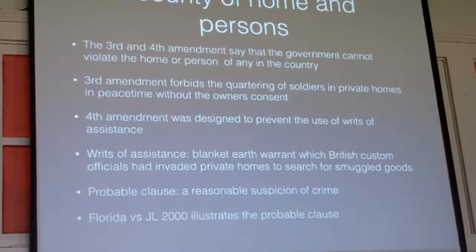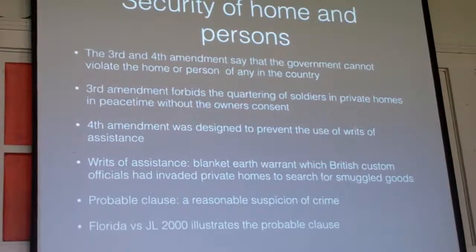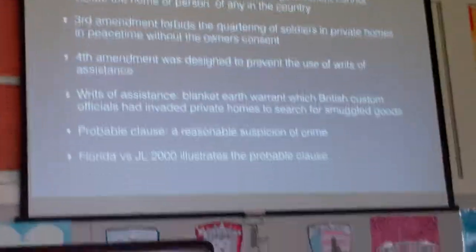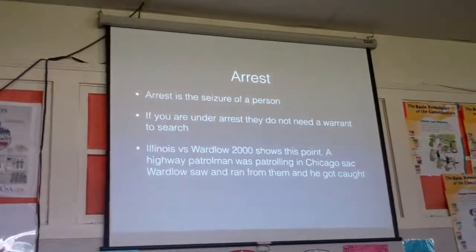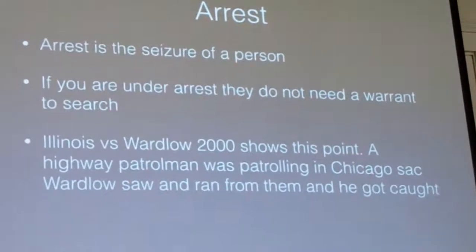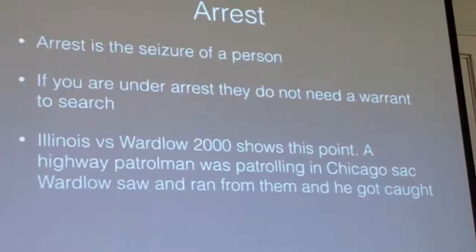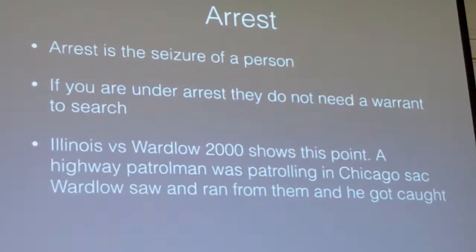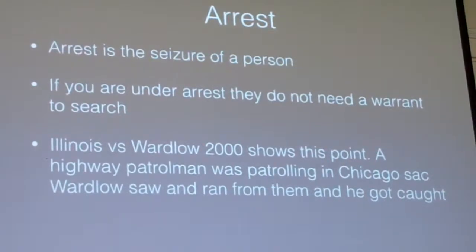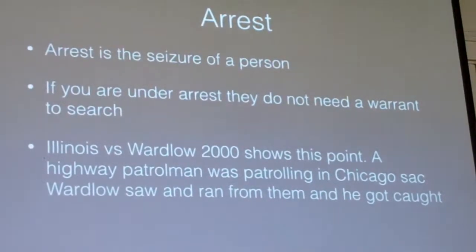Were you going to talk about that particular case, or are you just throwing it out there? Oh, just kind of throwing it out there. It was kind of about the police being able to search homes without having a warrant. Yeah. Arrest is a seizure of a person. If you are under arrest, they do not need a warrant to search. Illinois versus Wardlow in 2000 shows this point. A highway patrolman was patrolling in Chicago, Wardlow saw them and ran, and he got caught.